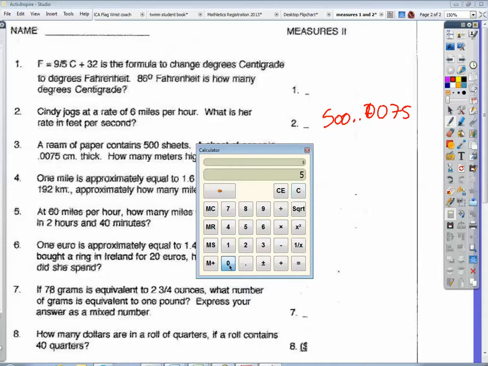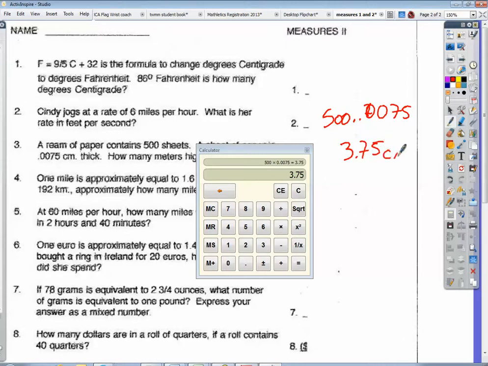What are we doing? 500. Okay, there's 500 times, oh my goodness, 5, 0, 0. Oh my goodness, camera's going to drive me crazy. Times, oh my gosh. Now we need to clear everything. So 500 times, there we go, 0.0075 equals, so we have 3.75.